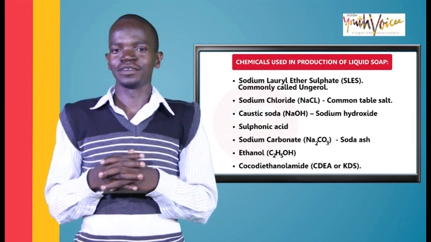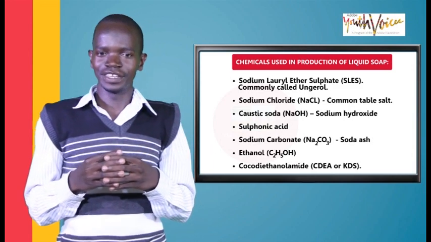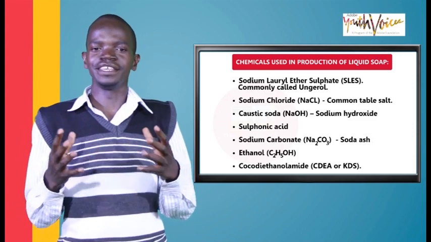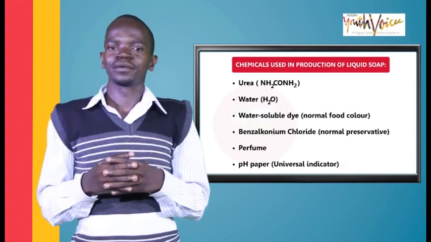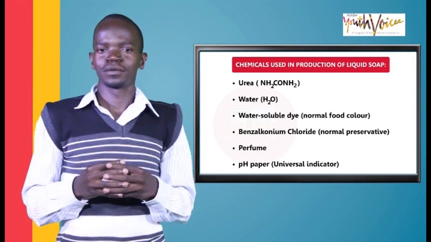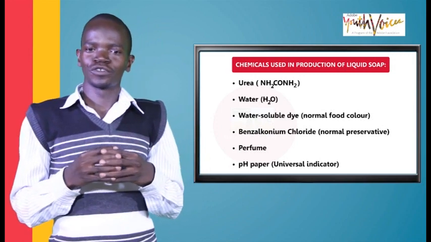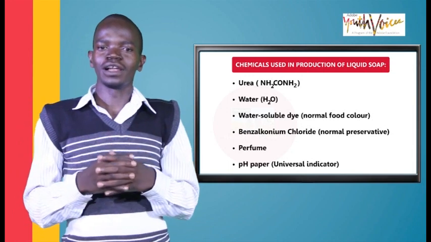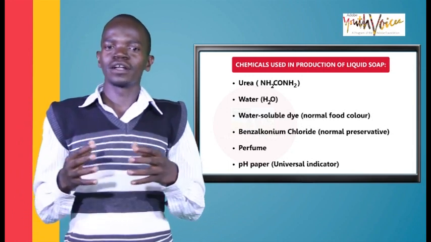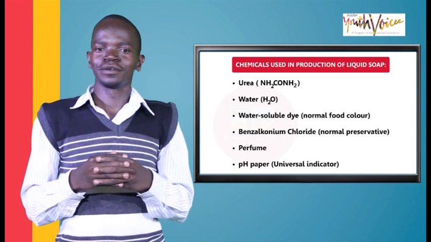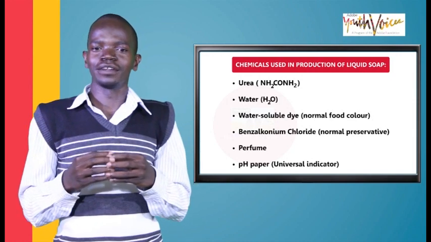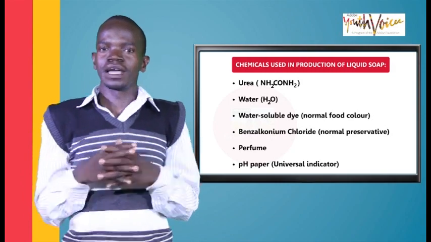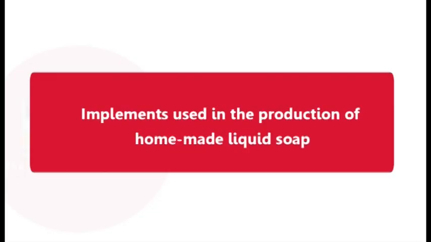Cocodiethanol amide, also called CDEA or KDS. Urea. Water. Water soluble dye, which we call the normal food color. Benzalkonium chloride, which we call the normal preservative. The pH paper, and perfume.